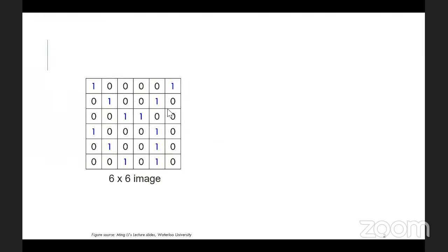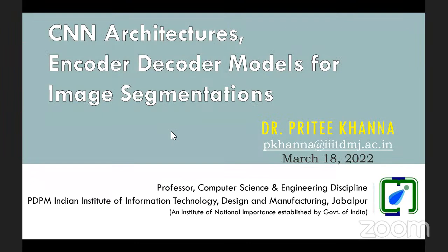So yesterday we talked about deep neural networks and convolutional neural networks, and you did a lab where you did the classification problem. Today we will talk about the state of the art CNN architectures, and I will also tell you about the encoder decoder models for image segmentation, so that in the next session, which is a lab session, Samir will help you to design models for segmentation.